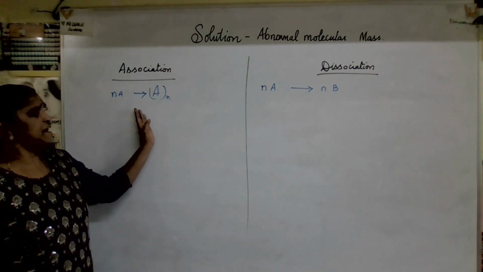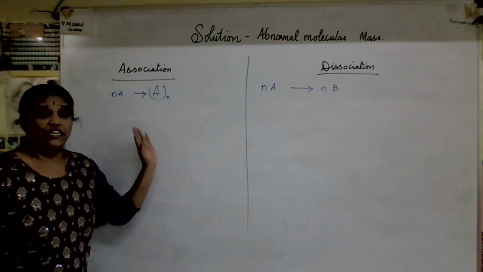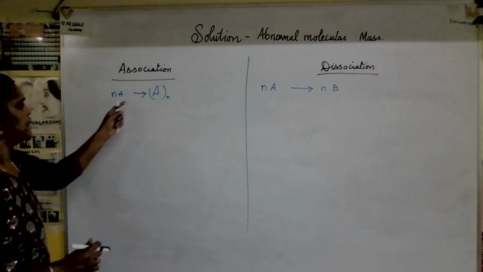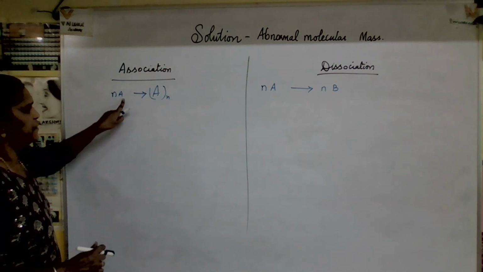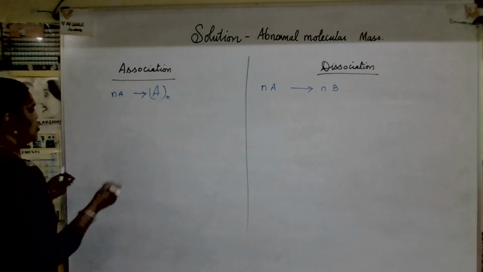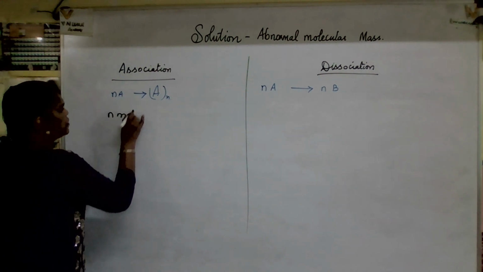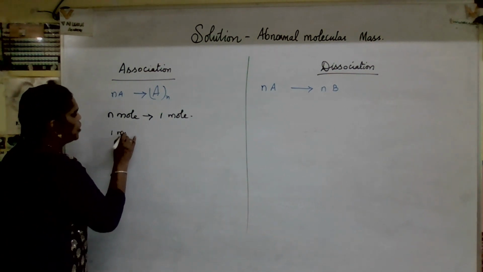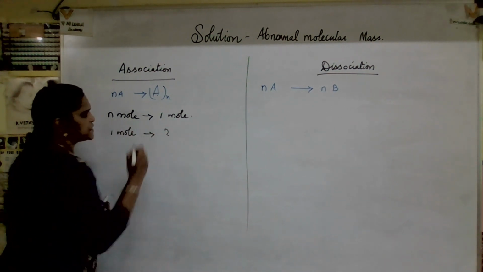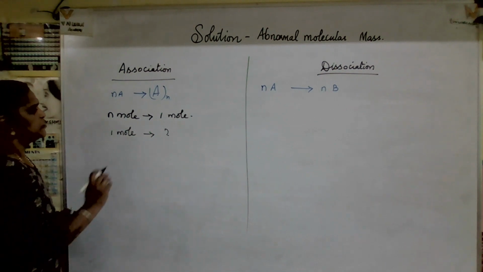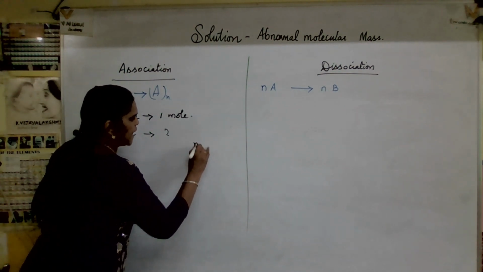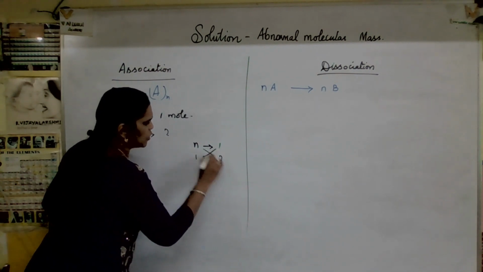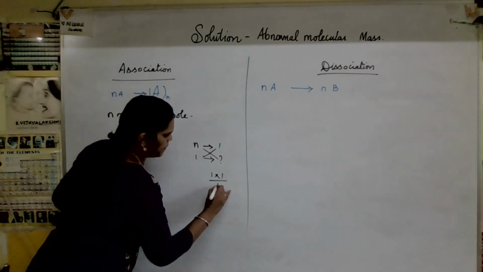Now let us clearly derive the association and dissociation formulas. To understand this formula, let us take n moles of A. It gives A_n. So n moles give 1 mole. Therefore, 1 mole gives how much? Cross multiplication: 1 into 1 by n.